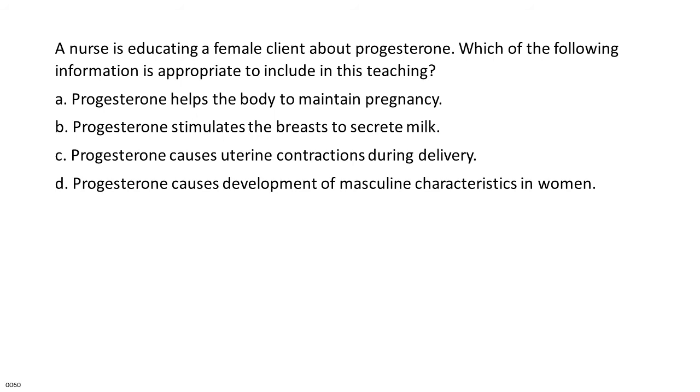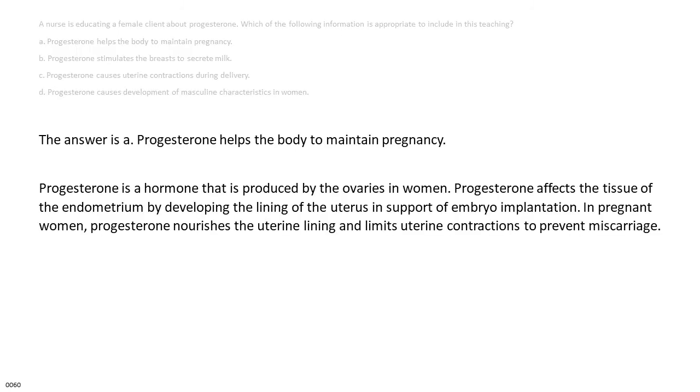A nurse is educating a female client about progesterone. Which of the following information is appropriate to include in this teaching? A. Progesterone helps the body to maintain pregnancy. B. Progesterone stimulates the breasts to secrete milk. C. Progesterone causes uterine contractions during delivery. D. Progesterone causes development of masculine characteristics in women. The answer is A. Progesterone helps the body to maintain pregnancy.